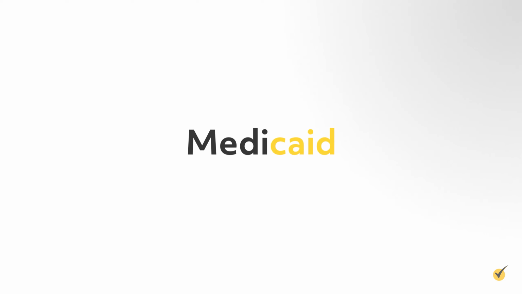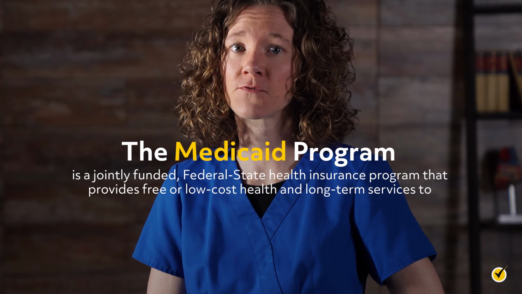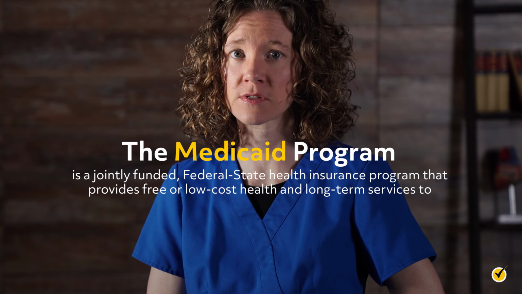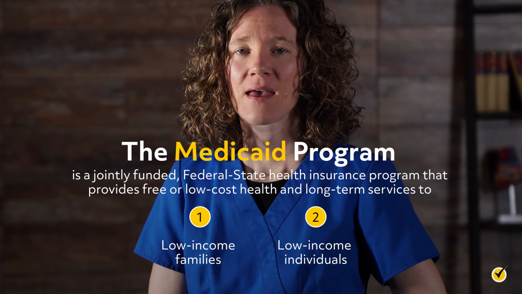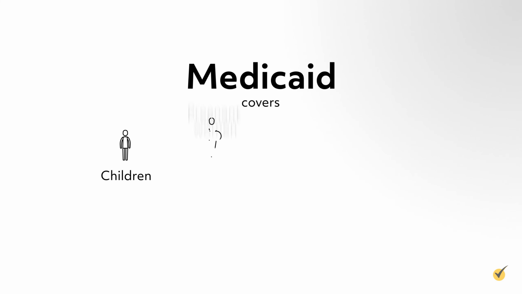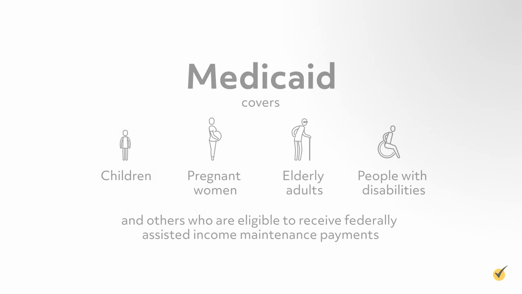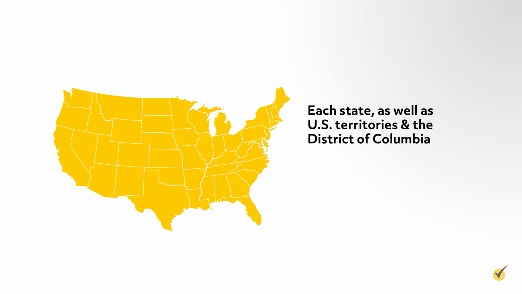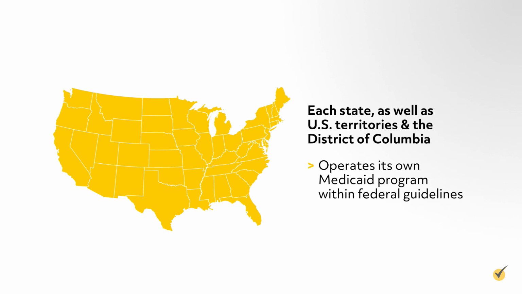Now let's look at Medicaid in more detail. Remember, Medicaid is a jointly funded federal-state health insurance program that provides free or low-cost health and long-term services to groups of low-income families and individuals. Medicaid covers children, pregnant women, elderly adults, people with disabilities, and others who are eligible to receive federally assisted income maintenance payments. Each state, as well as U.S. territories and the District of Columbia, operates its own Medicaid program within federal guidelines.